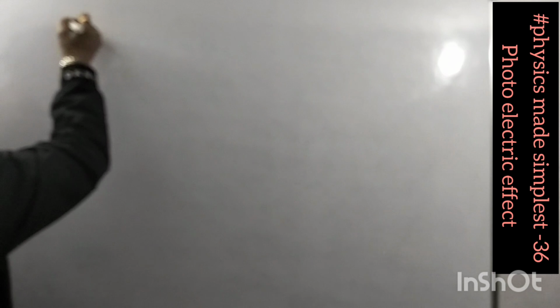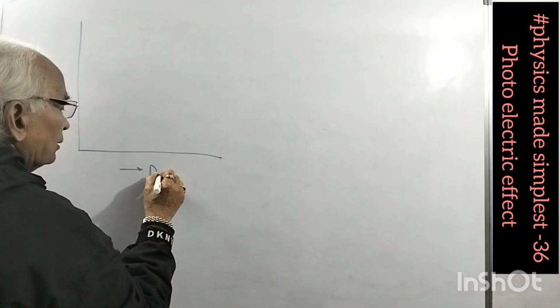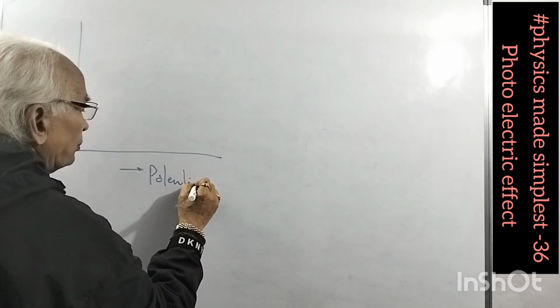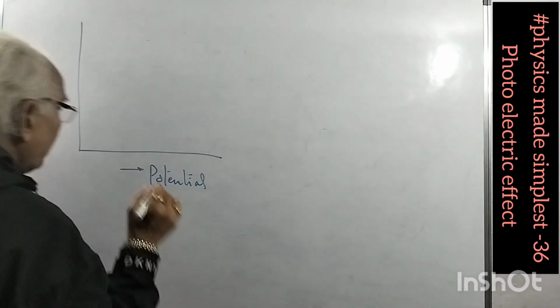And by changing the intensity of light also, you can do the experiment. Change the potential, change the intensity of light. So different types of experiment can be done. Like one experiment with the same setup: you have the potential on this side. That potential value is increased to stop the current. On this side you have the photoelectric current.